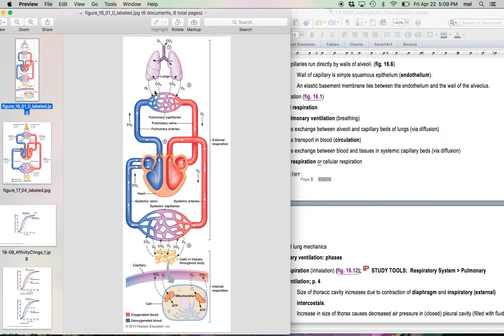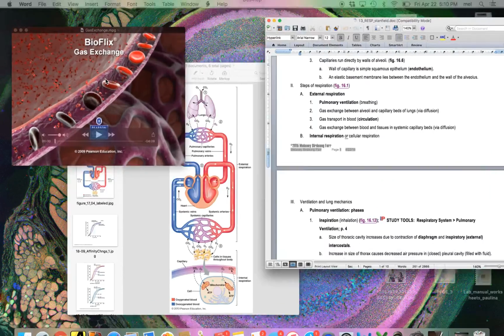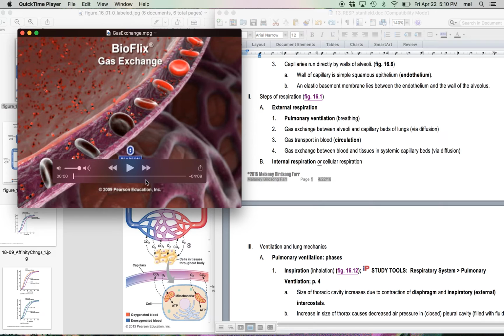So the big picture is that basically we have this entire process, which is called external respiration, and includes what's going on with the lungs, that's ventilation, and then what's going on at the pulmonary and systemic capillaries, and that is gas exchange. And then what is driving the entire thing is internal respiration. So I'm going to get you guys started by watching a little bit of the video, and I'll stop it every once in a while and put it together with some of the terminology in your notes.